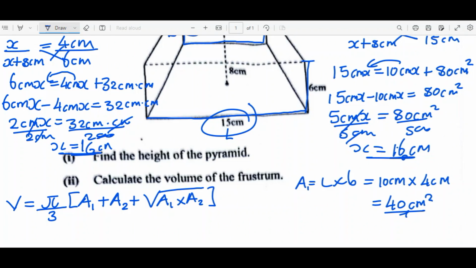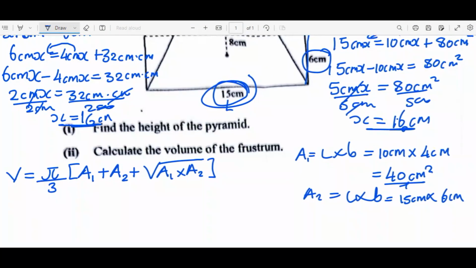Now let's also find another area, area 2. This time we are going to use the base part. Now from the base part, the length is 15 centimeters, breadth is 6 centimeters. So it's L times B. 15 centimeters multiplied by another 6 centimeters. So 15 times 6 should give us 90. Centimeter by centimeter, we have centimeters squared.